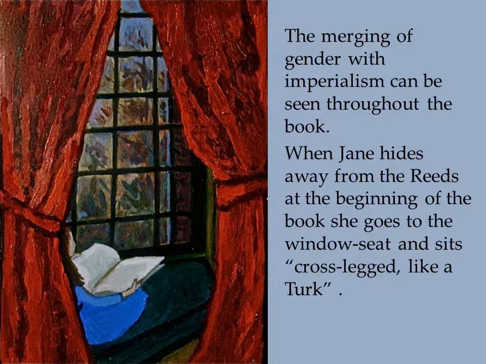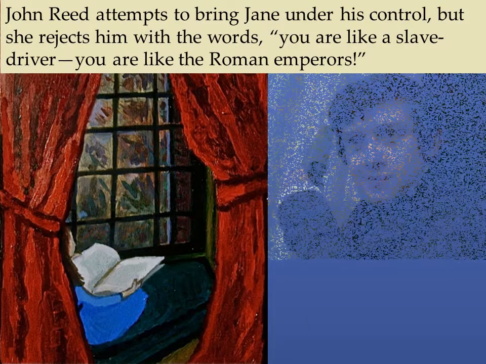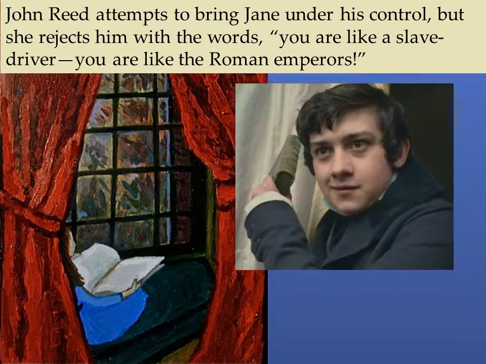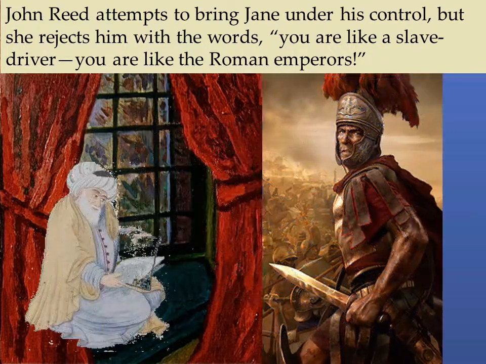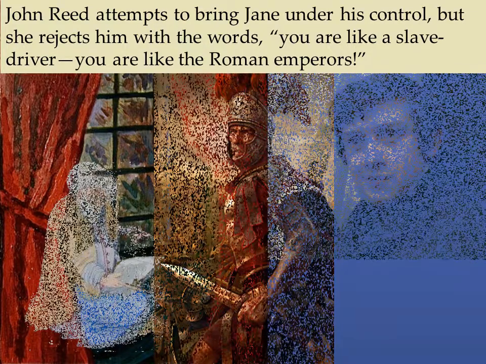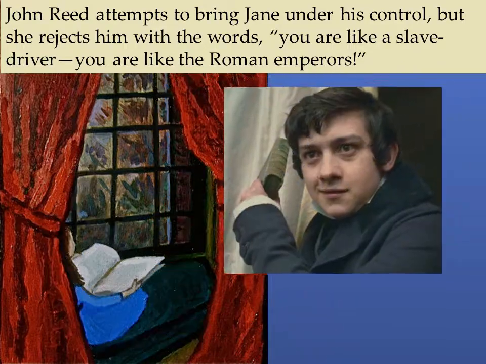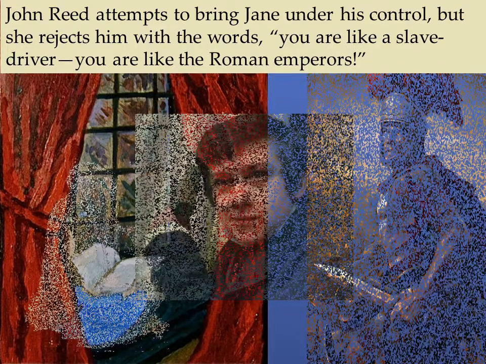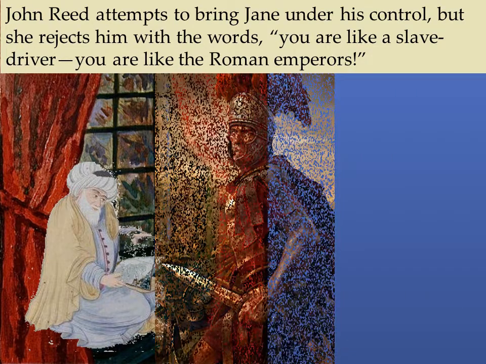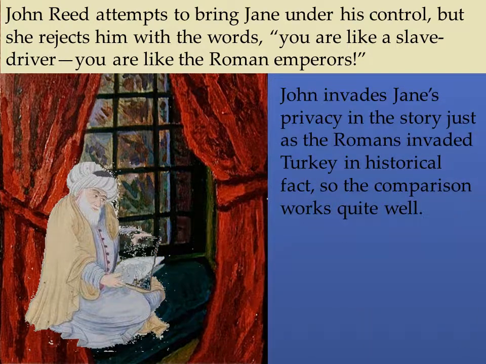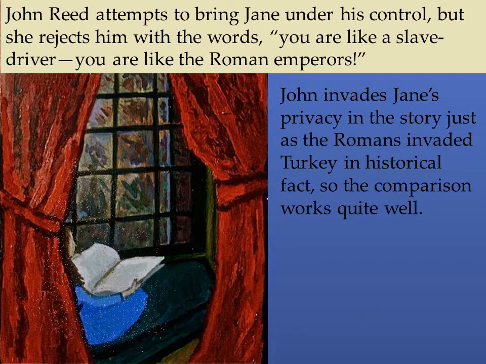So let's take a look at this idea that she's sitting cross-legged like a Turk, and then John comes and tries to bring her under his control, and she rejects him, saying, "You're like a slave driver, you're like the Roman emperors." So she's the Turk, all right? She's the Turk being attacked by the Roman emperors. In the same way, he is invading her privacy as a little girl.